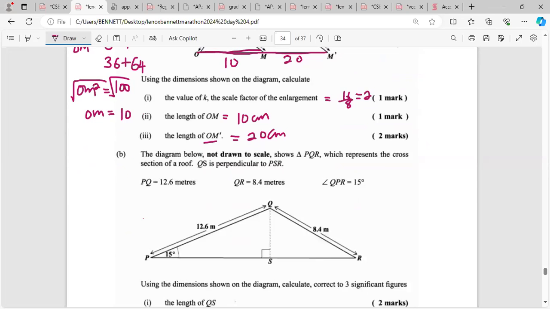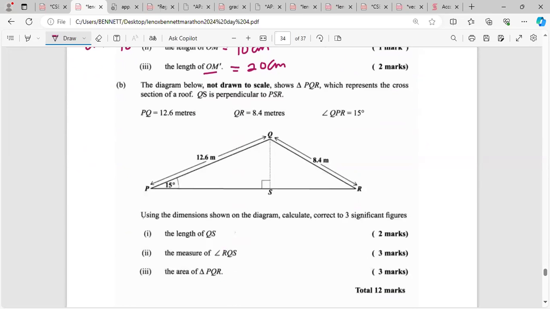Alright, hold on guys. Let me see if we can look at the next one. The diagram below, not drawn to scale, shows triangle PQR, which represents the cross section of a roof. QS is perpendicular to PSR. Using the dimensions shown on the diagram, calculate, correct to three significant figures, the length of QS, the measure of angle RQS, and the area of triangle PQR. That will give you a total of 12 marks. Try this, guys. We can give you 50 minutes to complete that. That's about the time CXC gives you to complete.